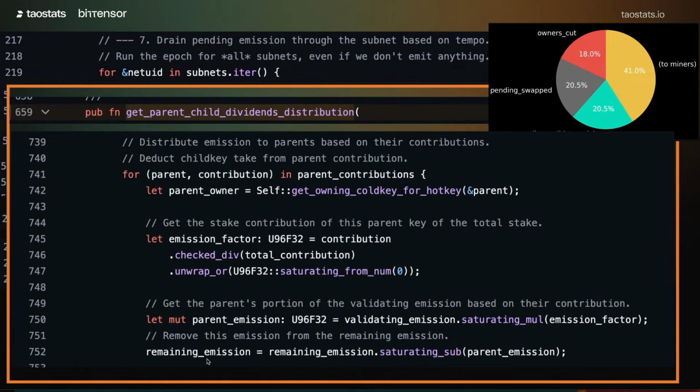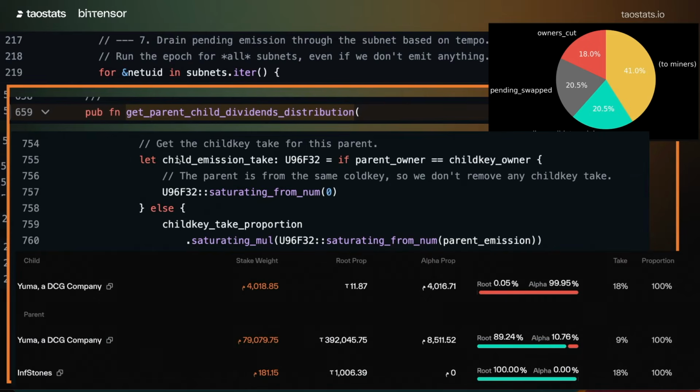We can't calculate it directly for the child, so what we do is we start off with the total amount of emission and subtract off all of the parents. For each one of the parents' emission, we need to find out what the take is. What's the child take? And there's 2 ways to calculate the child take.